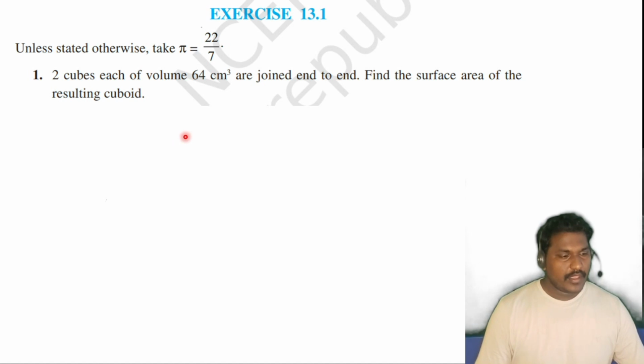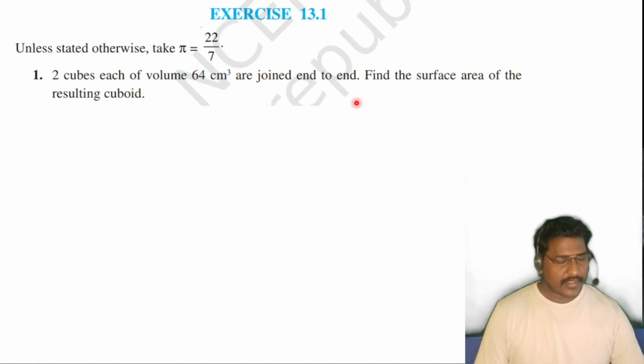So in this video we are going to solve exercise 13.1 problems, and the first question is 2 cubes each of volume 64 centimeter cube are joined end to end. Find the surface area of resulting cuboid.